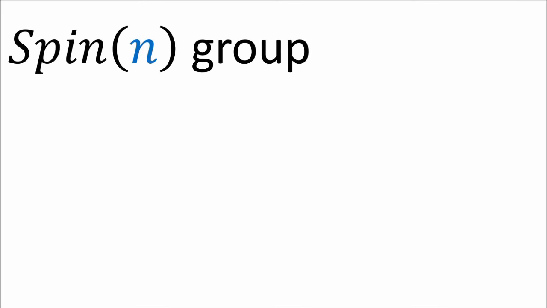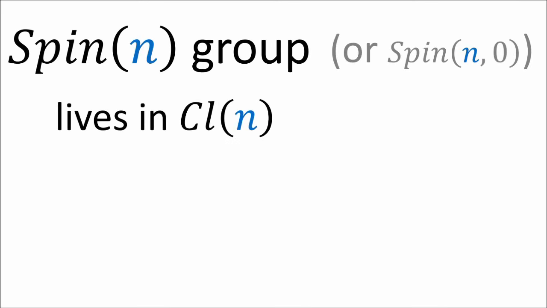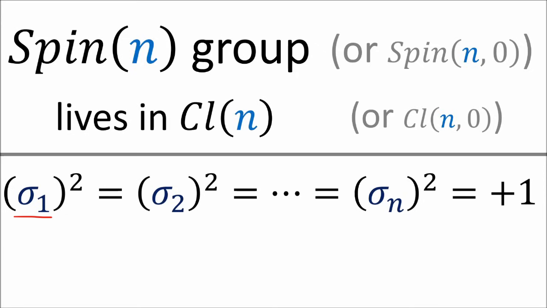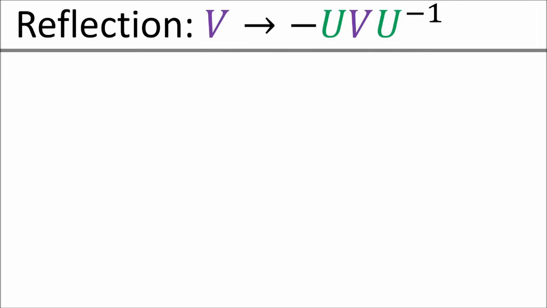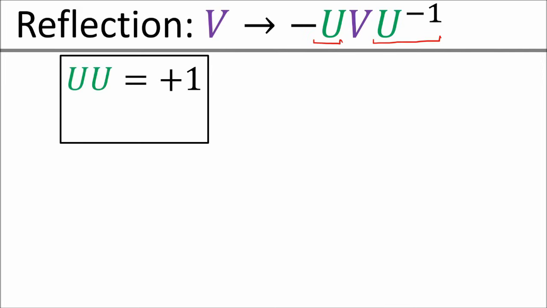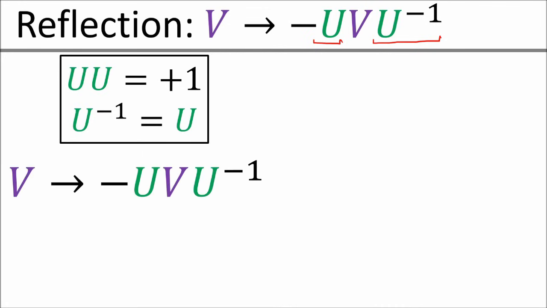We'll start by defining the spin n group, which lives inside the Clifford algebra CLN, which has n basis vectors that square to +1 and anti-commute with each other. We already know the formula for reflecting a vector v in the Clifford algebra CLN. We just negative conjugate it with a reflection vector u. If u happens to be a unit vector that squares to +1, then u is its own inverse, and we can forget about the inverse operation.